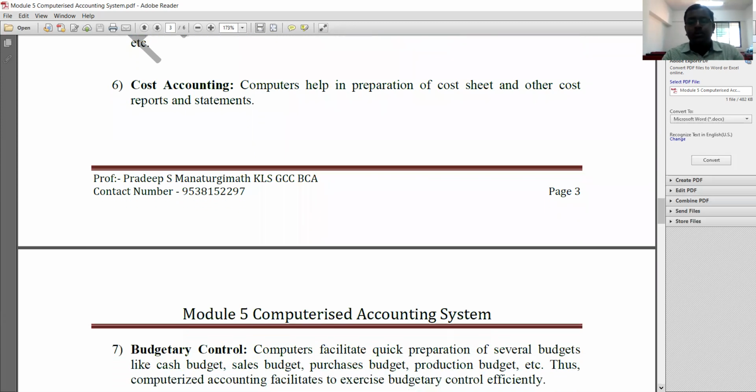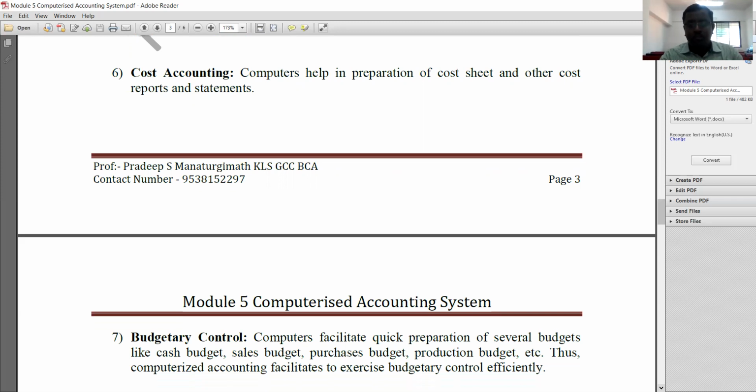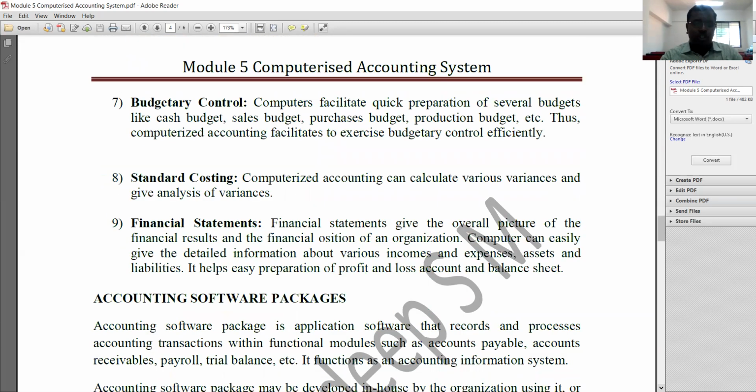At the same time, you can use computers in cost accounting also. Cost accounting, what is cost? Cost is nothing but money spent on producing a unit of product. Cost is nothing but expenditure. See here, we can use computers in preparing a statement called the cost sheet. Understood? Just as we prepare the trading account, profit and loss account, and balance sheet in financial accounting, in cost accounting we need to prepare certain statements. The very important statement is the cost sheet. So you can use computers in costing for preparing cost sheets. Understood?